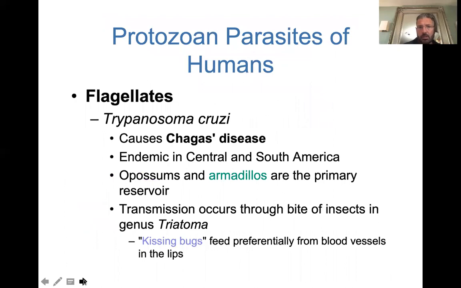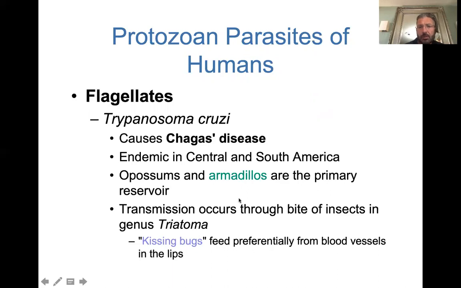All right. So for the flagellates, we'll start with Chagas disease. All right, this is the kissing bug. And this is the one that's going to land on you while you're sleeping, right? Bite you, and then you're going to self-inoculate yourself by moving the defecated matter into your bloodstream.